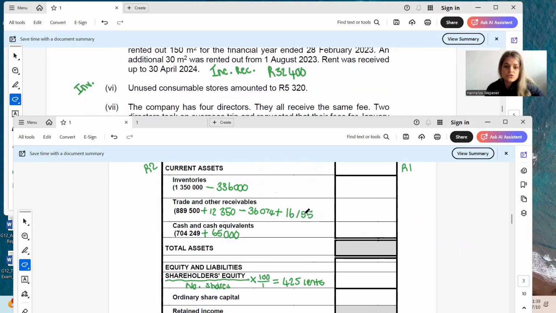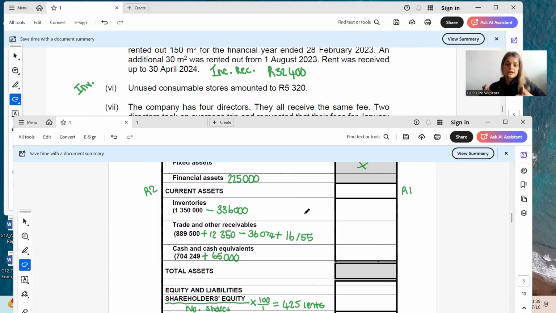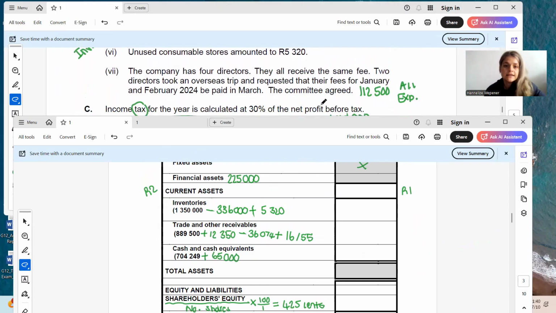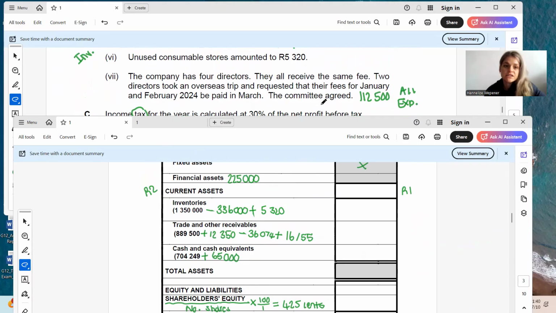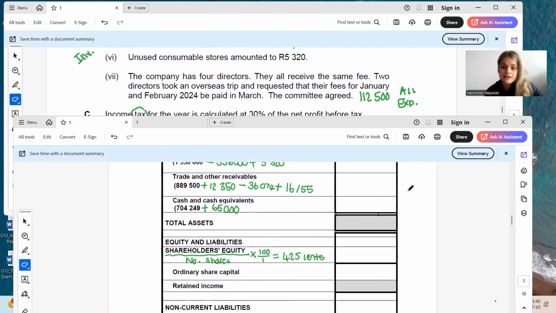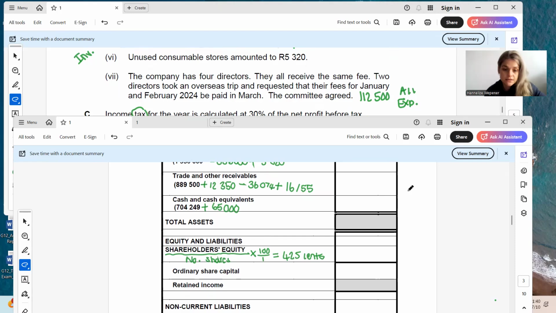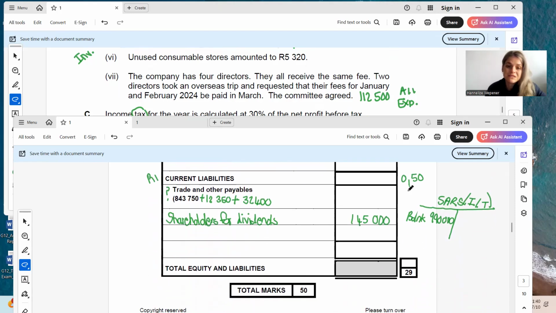Unused consumable stores. So in other words, I had it in stock at year end, so I can use it in my next financial year. So I'm going to add it to my inventories. It is no longer considered an expense, only because it hasn't yet been used. Next year, it will be an expense. Then we had the company directors who have not yet received payment, and we said that therefore the business has an accrued expense, meaning that a payment that must still be made, so a payable amount.